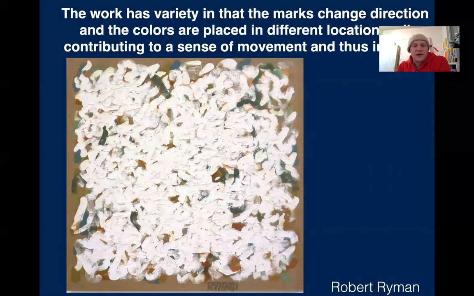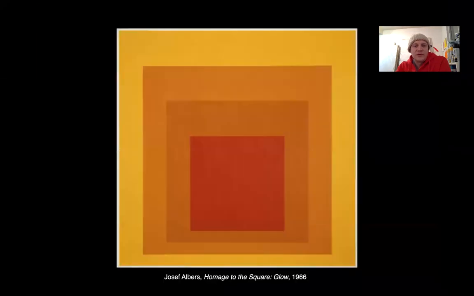So the variety comes in the changes in directions of the marks and how colors are placed in different locations. And then there's this sense of movement flowing throughout the entire picture. There's a very unified piece by Joseph Albers.